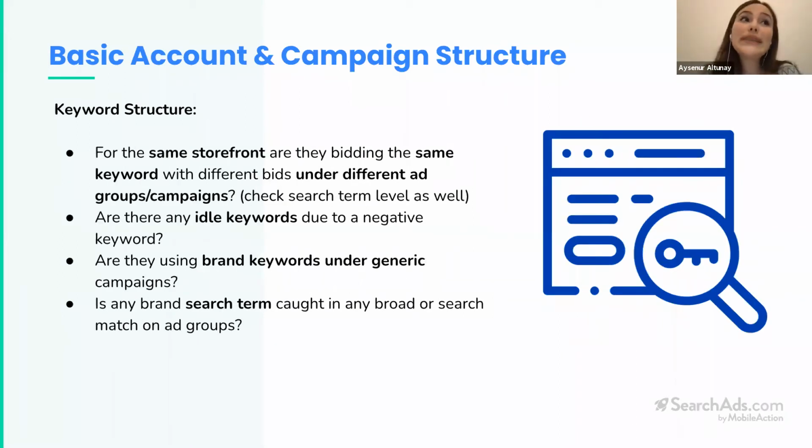And while analyzing your own keywords, you can check if, for the same storefront, they are bidding on the same keyword. Again, this was something that I just mentioned. For the same targeting, for the same storefront, you may have exactly the same keywords in different campaigns. One time the same keyword is winning the auction in one campaign, and another time it is winning the auction in the other campaign. So this is also making it hard to optimize your campaigns. So you can check these duplication issues.